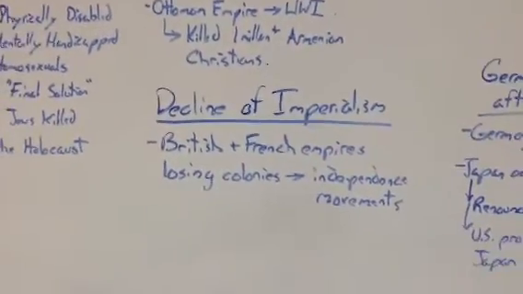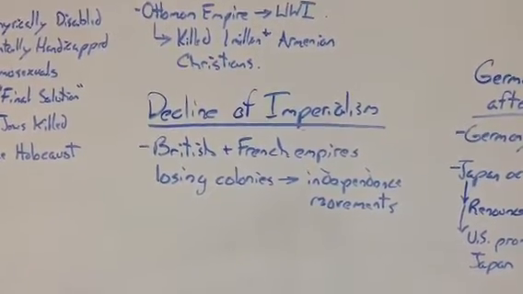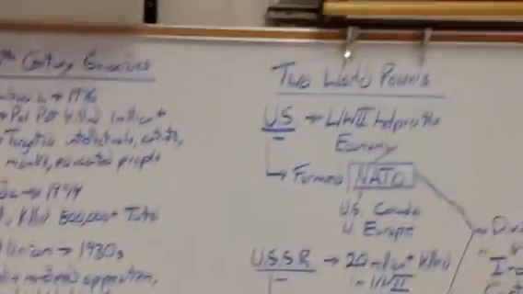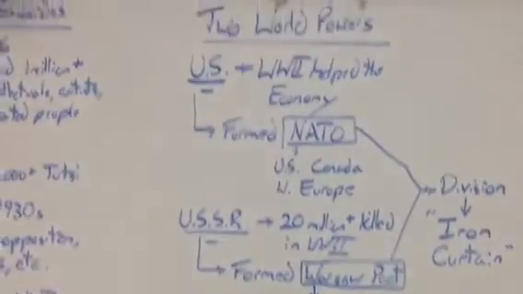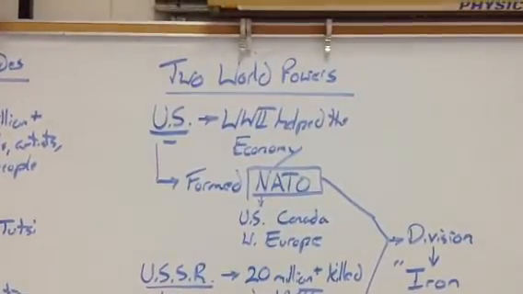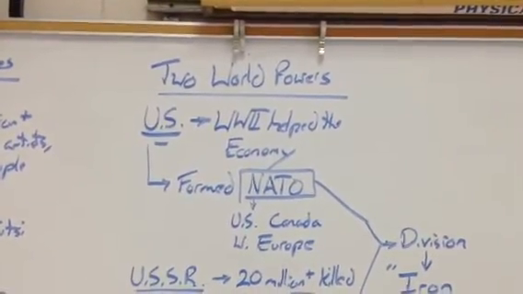After the war, we see the decline of imperialism. The British and French are losing their empires. Their colonies are breaking away from them through independence movements, but that's something we'll see in a later chapter. In the post-war world, we see 2 world powers. We see the U.S. and the USSR. The U.S. is the only country to come out of World War II with a boosted economy. This was a big shot for the U.S. economy.